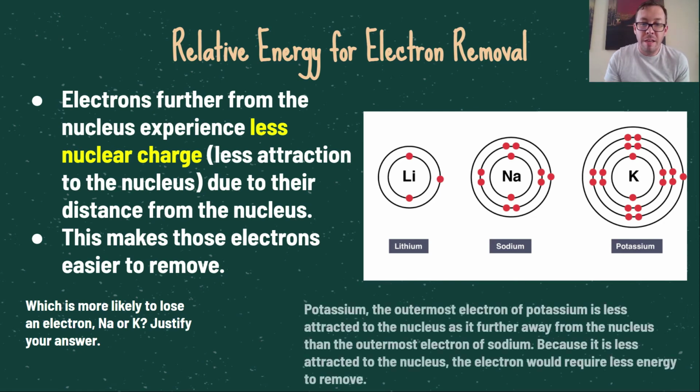So as a result, potassium is your answer, because the outermost electron of potassium is less attracted to the nucleus as it's further away from the nucleus than the outermost electron of sodium. Because it's less attracted to the nucleus, the electron would require less energy to remove. So again, this comes down to the electron experiencing less nuclear charge due to nuclear shielding, as well as it being further away from the nucleus. So again, lots of things to keep in mind here, but all of it makes sense if you think about things in terms of Coulomb's law.